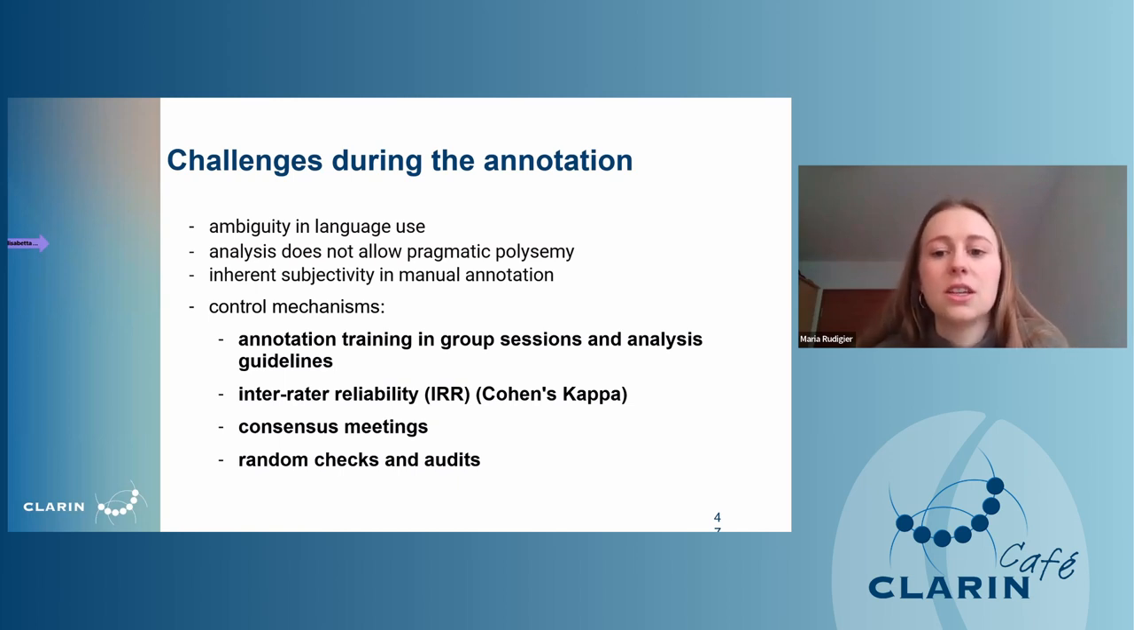But to overcome these challenges, different measures were taken that helped reduce subjectivity. Firstly, during teamwork sessions in which we familiarized ourselves with the coding schemes and carried out training, guidelines for the analysis were also established. And then the coders worked independently using the NVivo software, but there were always two coders assigned to each task of analysis for reciprocal control. After the annotation, the inter-rater agreement was checked with Cohen's Kappa. And in the few cases in which the agreement was low or in which the coders had doubts, consensus meetings were held to finally make a decision. And ultimately, random checks and audits of the analyzed data were performed to ensure reliability of the results.